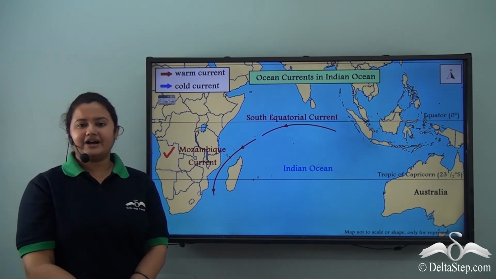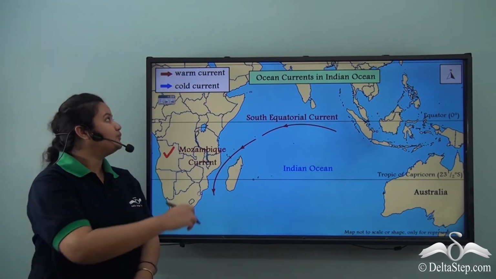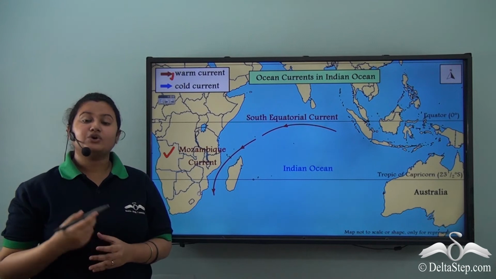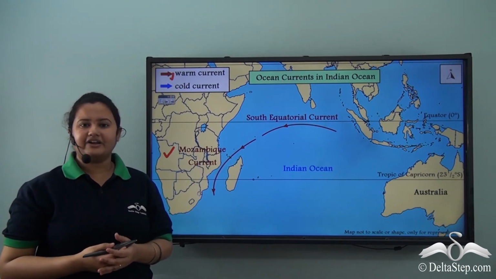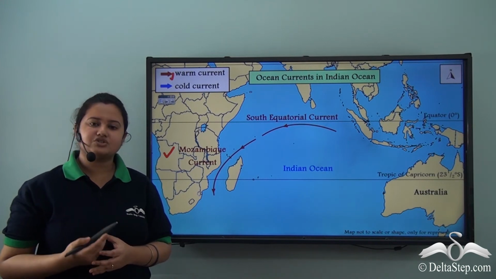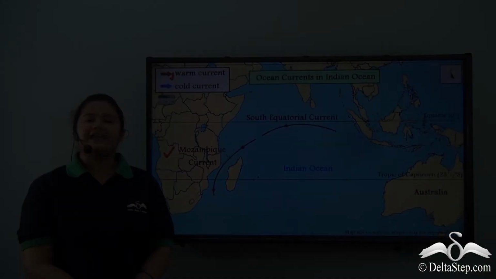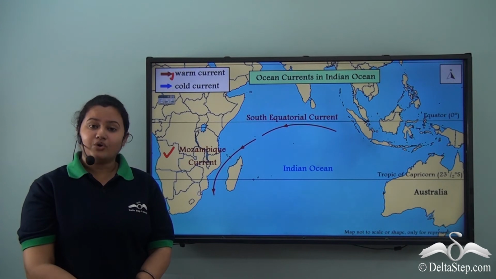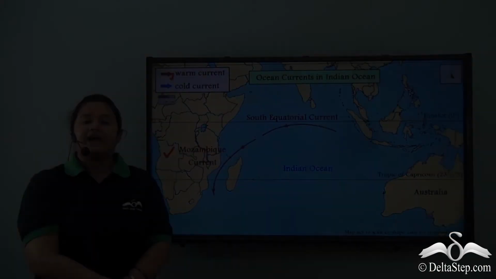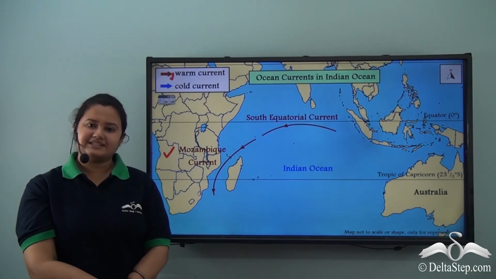Now, the Mozambique current is also marked by red, which means that it is also a warm current, because the Mozambique current originates from a warm current which is the south equatorial current, and therefore the Mozambique current is also a warm current. Now, the Mozambique current flows along the southeast coast of Africa, and we will see what happens next.